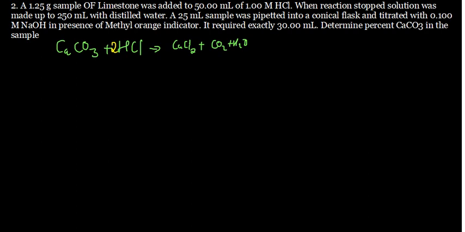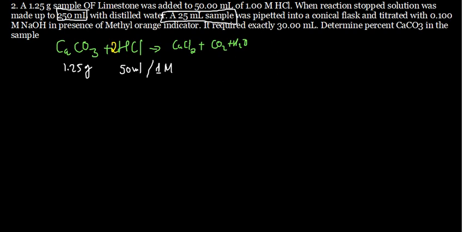But from the data we've been told, we used 1.25 grams of limestone, and this was added to 50 mils of hydrochloric acid. Not just 50 mils, but 50 mils of 1 molar hydrochloric acid. So this is the data that we have. Now, when the reaction stopped, the solution was made up to 250 milliliters with distilled water. In other words, it was diluted. We added water to dilute the solution, and then from that diluted volume, we got 25 milliliters.